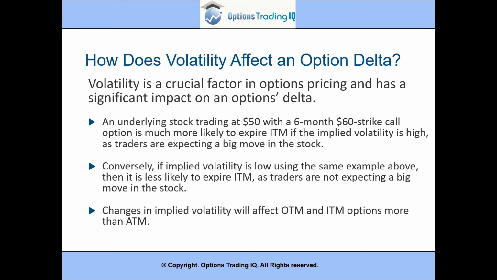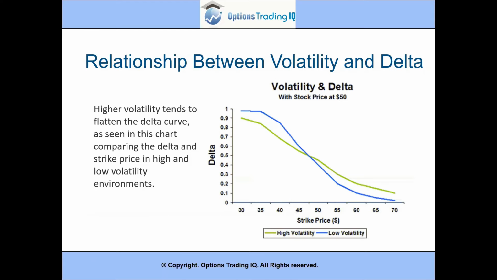So changes in implied volatility will affect out of the money and in the money options much more than at the money options. So you can see that here in this diagram. With higher volatility, it tends to have a flatter delta curve, and a lower volatility has a steeper delta curve. So the delta falls away a lot more quickly in a low volatility stock or a low volatility environment.